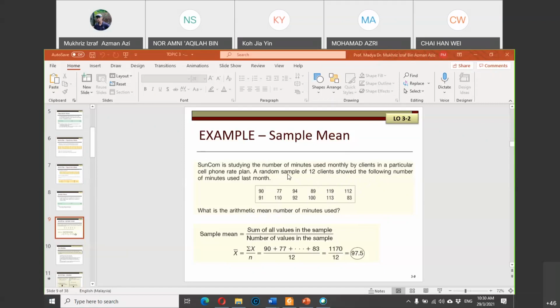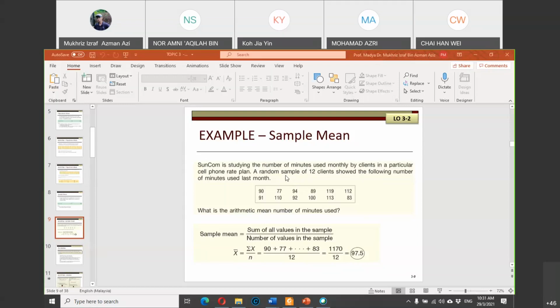You will see that whenever the book refers to a sample, it will mention the word sample in the statement. For example, a random sample of 12 clients. The first word is random. Random means rawak, meaning that the sample is taken at random, there is no preference, no particular choice. It can be from anyone. But the most important part is the word sample.